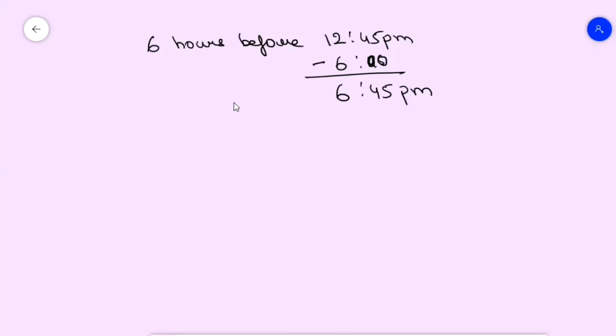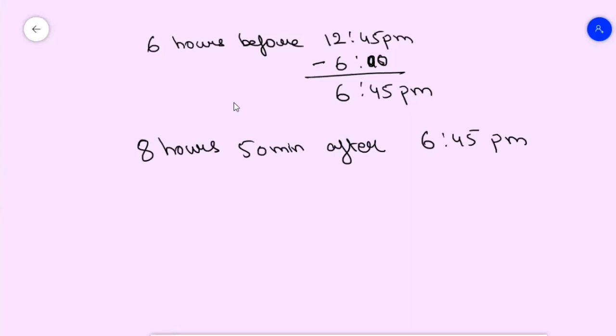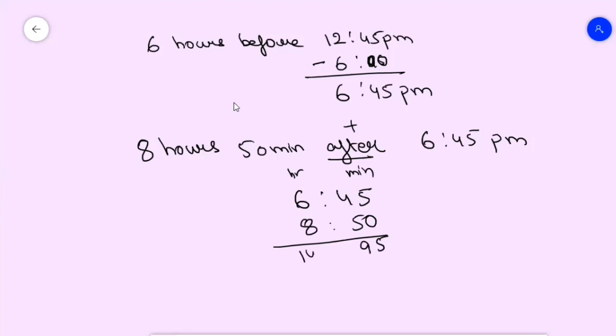What time will it be 8 hours 50 minutes after 6:45 PM? So before we have done, now after means you have to do addition. You write down 6:45 and you add 8:50 to it. Now you see one thing: here it is hours, here it is minutes. When you add, 8 plus 6 is 14, and 45 plus 50 is 95. So your answer is 14 hours 95 minutes. Is it possible to write 95 minutes?